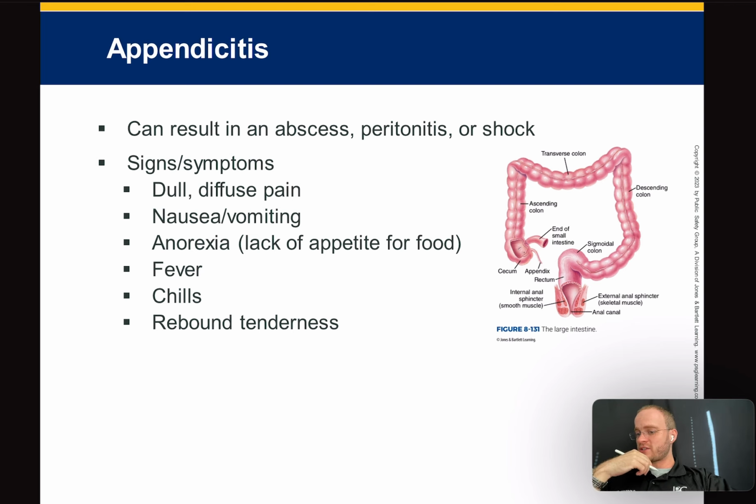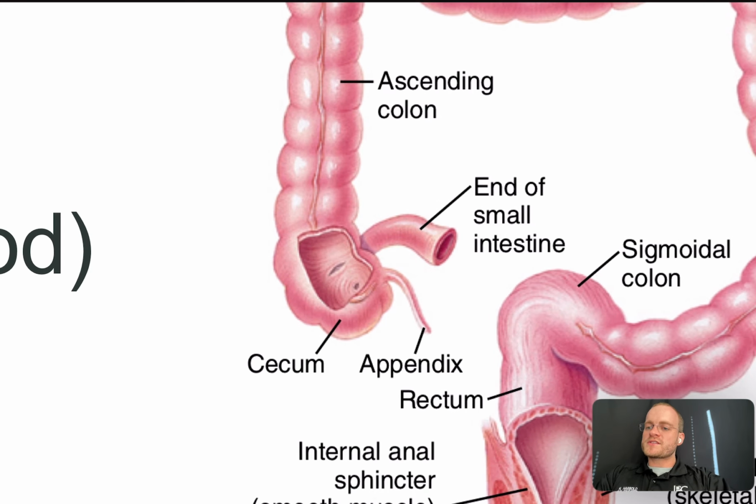So we have the appendix. Where does the appendix sit? It sits off the cecum. So remember, it goes duodenum, jejunum, ileum. The ileum dumps right here at the beginning of the large intestine, and this little pouch right here is called the cecum. Well, off the cecum is this little annoying guy called the appendix. The appendix is about the size of a patient's pinky.